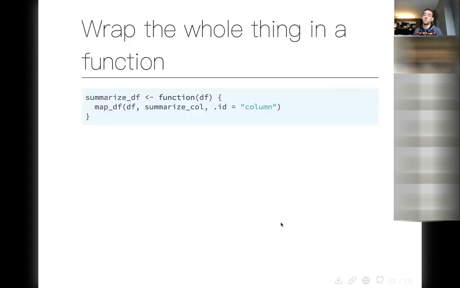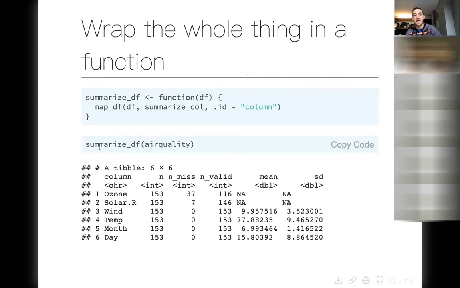We could also then wrap the whole thing in a function at this point, where we'd say summarize df, function df, the data frame, and I'm going to apply map df. So map df here, but this df goes here, right? And apply that summarize call function with my .id argument. And now I have a function, just a single function, summarize df, which will summarize the data frame for me, okay?